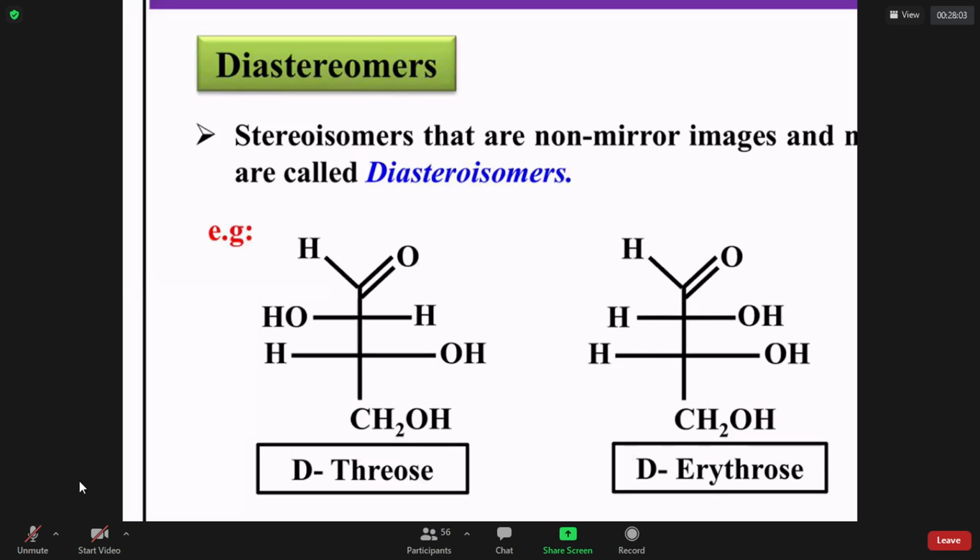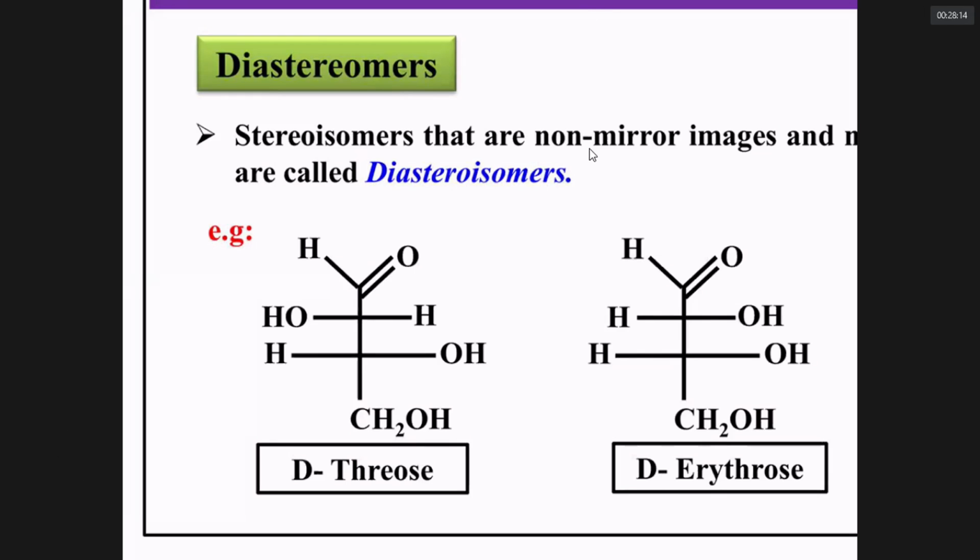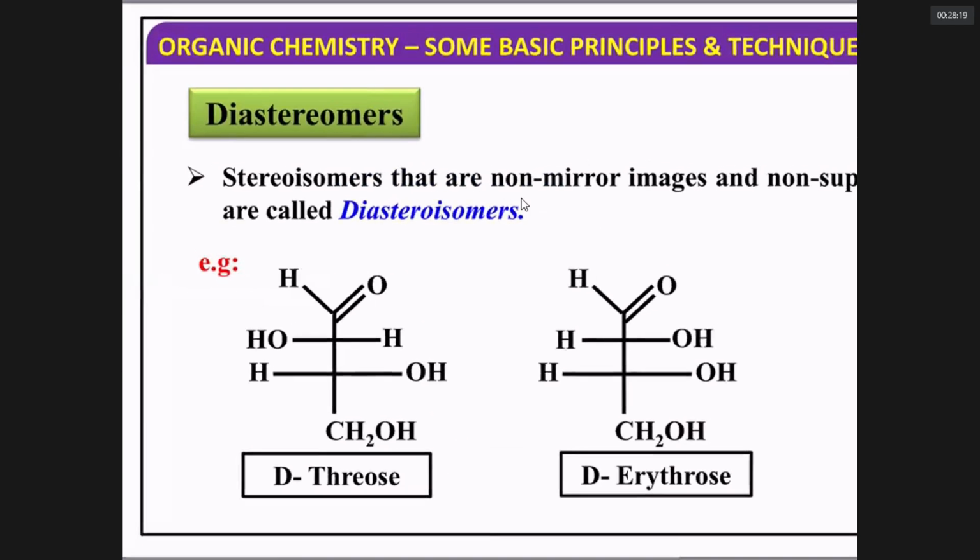What is the difference between enantiomers and diastereomers? Enantiomers have object and image relationship, they are optical isomers. Diastereomers do not have object and image relationship and they are non-superimposable. Okay, very good.